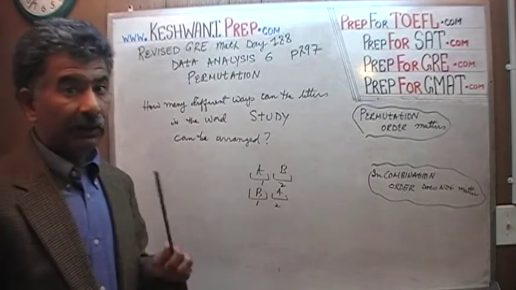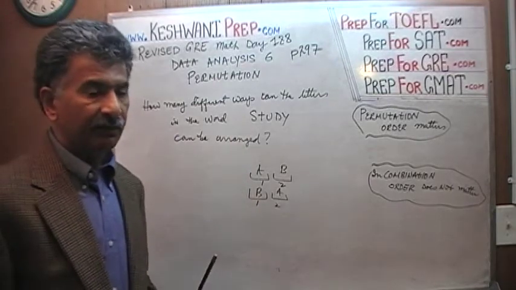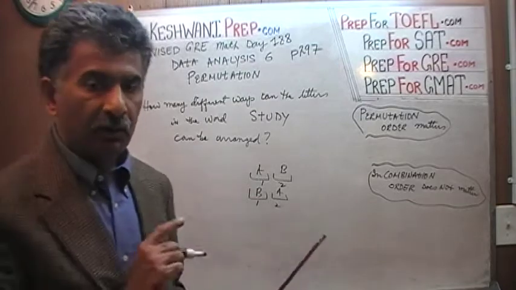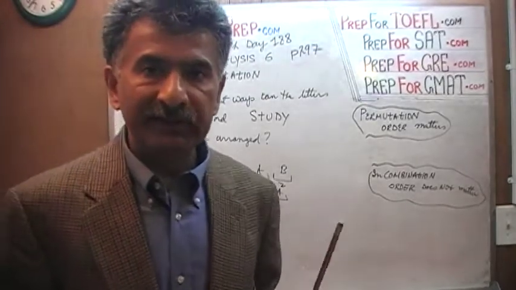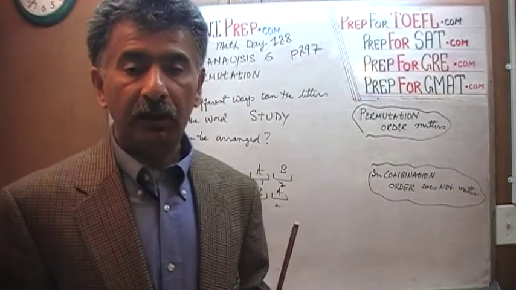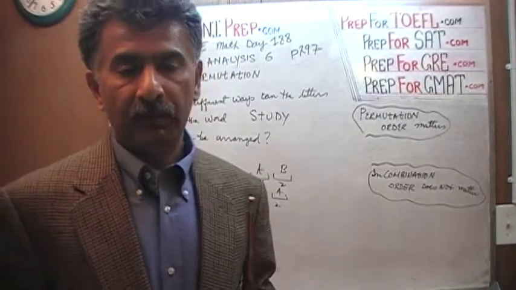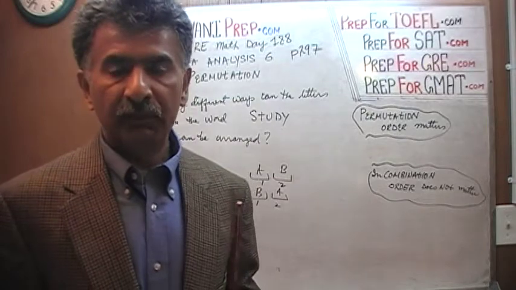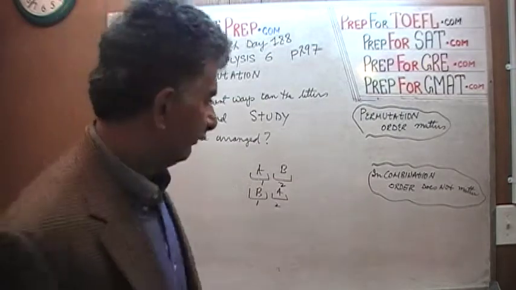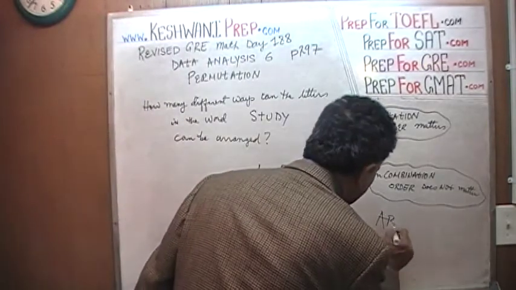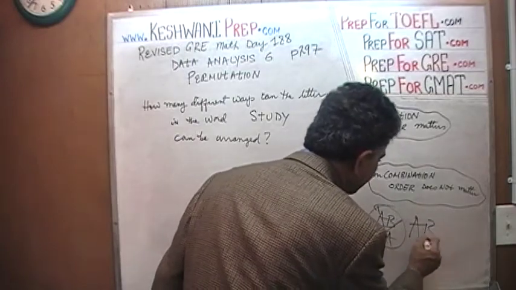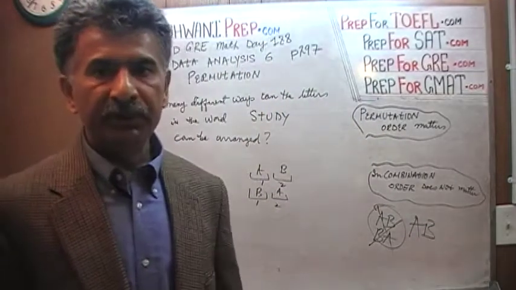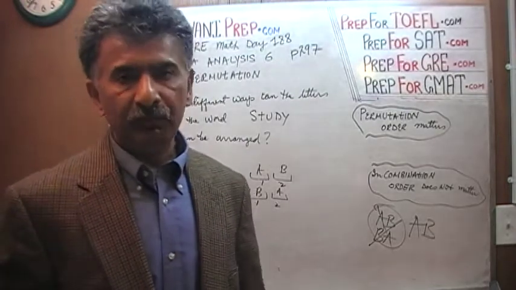Order matters. As opposed to combination, in which case you would have asked the question in the following manner: how many different ways can I pick two people out of two people? Well, if there are a total of two people and you are asked to pick two people, there is only one way, which is AB or BA. They do not count as two different options. It's just one option. Whether you say AB or BA, it doesn't matter. You're picking the same two people.